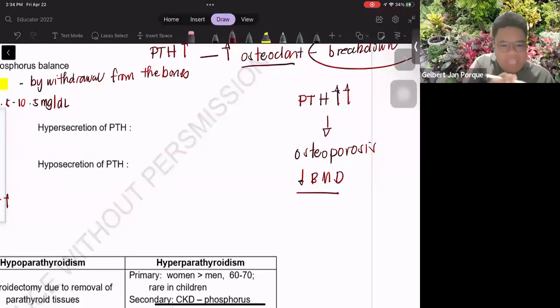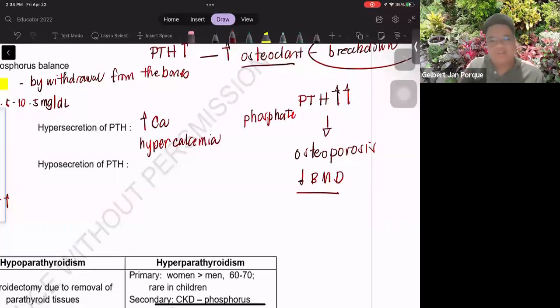Earlier, class, PTH increases the serum calcium. So hypersecretion of PTH would lead to hypercalcemia. Now, if there is hypercalcemia, what do you think happens to the phosphate levels? Would it increase or decrease? Calcium increased, class. What would happen to the phosphate? Okay, that would decrease. So if our parathyroid hormone is super excited, calcium increases but phosphate decreases.